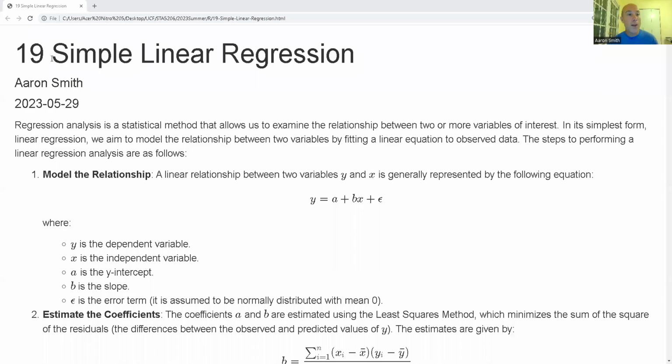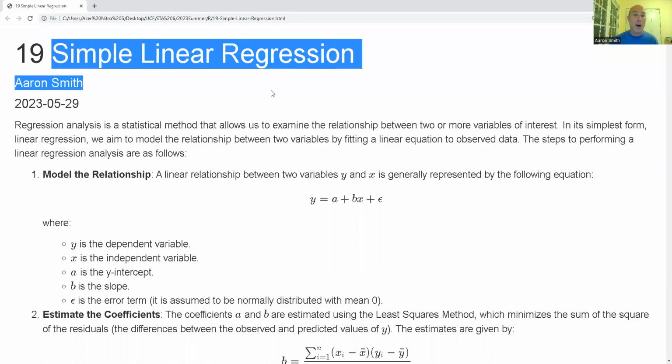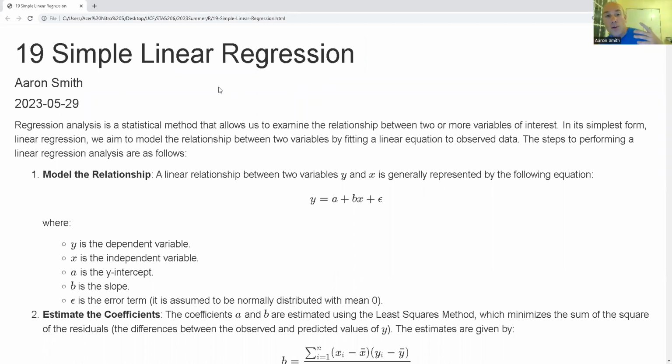Hi, in this video, we want to take a look at simple linear regression. Okay, so simple linear regression, we've got two variables and we want the simplest mathematical relationship that we can have between those two variables. Well, what is the simplest mathematical relationship we can have between two variables?